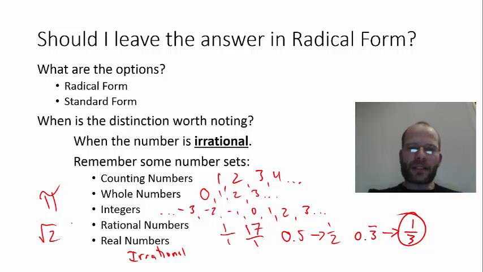So in this context, when we're talking about radical form, it's only when we have these irrational numbers that we really find a useful distinction between radical form and standard form. In other words, stated differently, if the number is ultimately a rational number, then we would simply express it as a rational number. We wouldn't leave it in radical form.